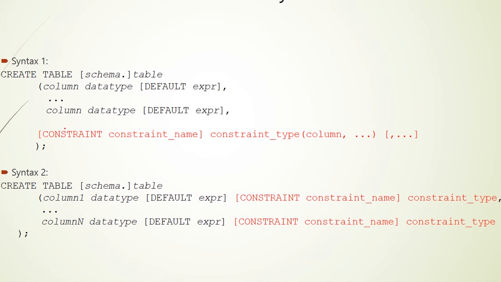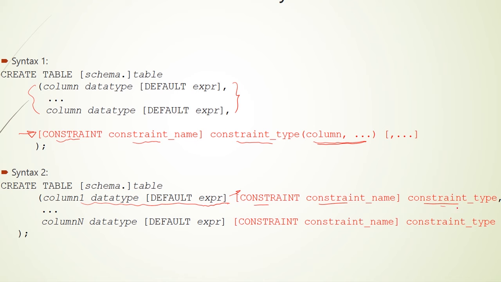The first way, after specifying the column list, you can specify the constraints information: constraint keyword, the constraint name, the constraint type, and the column where you want to create the constraint. The second way to define a constraint is providing the constraint information directly after the column definition. After each column definition here, you can specify the constraint definition, constraint name, and then constraint type.